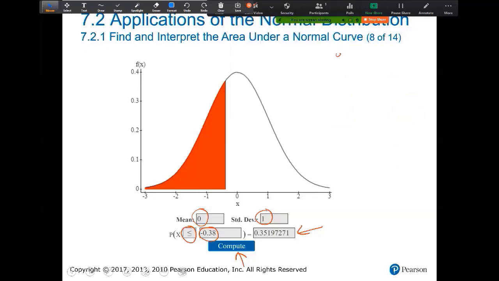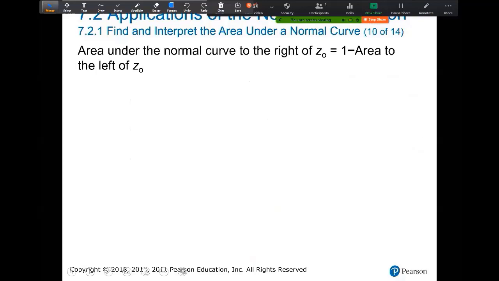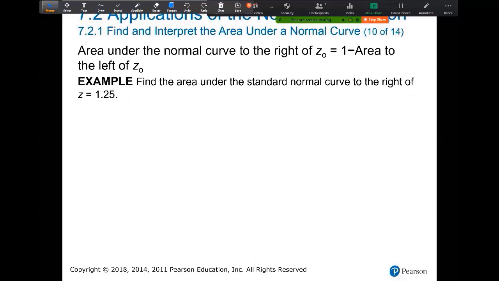Then let's do another example. In this example, we want to find the area under the normal curve. Remember, area, probability, and proportion are interchangeable. The area under the normal curve to the right of one value, in this case, 1.25. Area to the right, probability to the right.